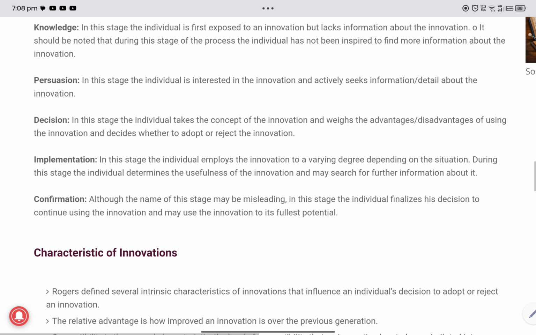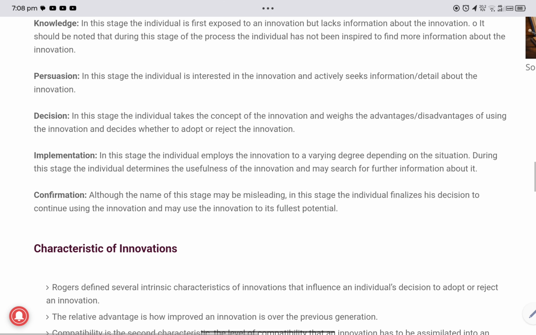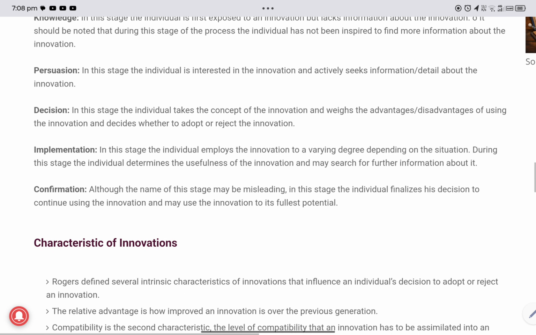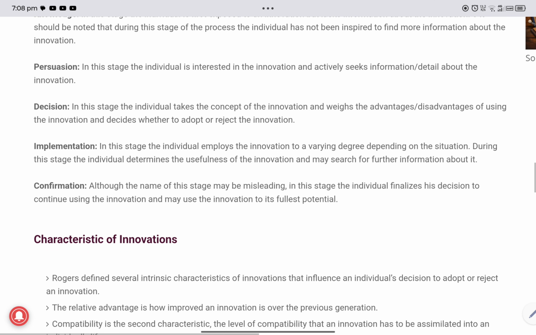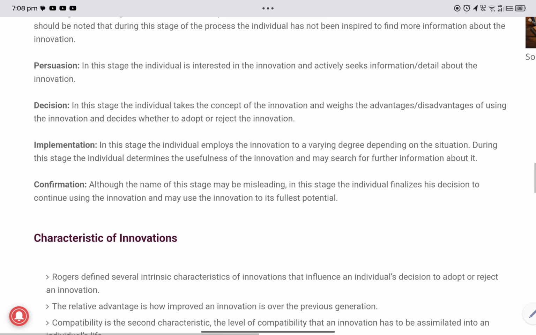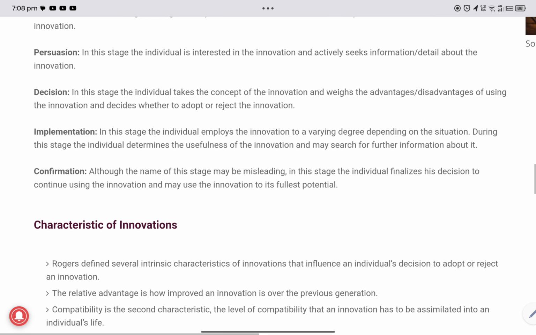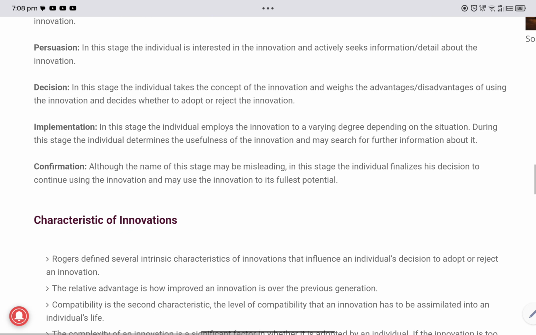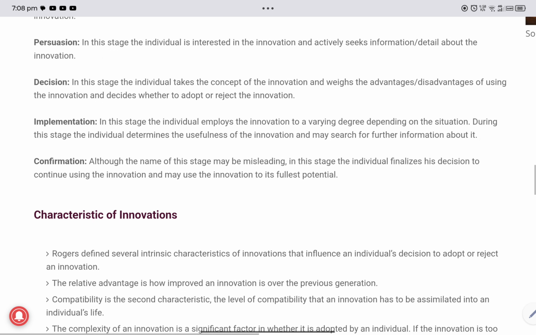Decision. In this stage, the individual takes the concept of the innovation and weighs the advantages and disadvantages of using the innovation and decides whether to adopt or reject the innovation.